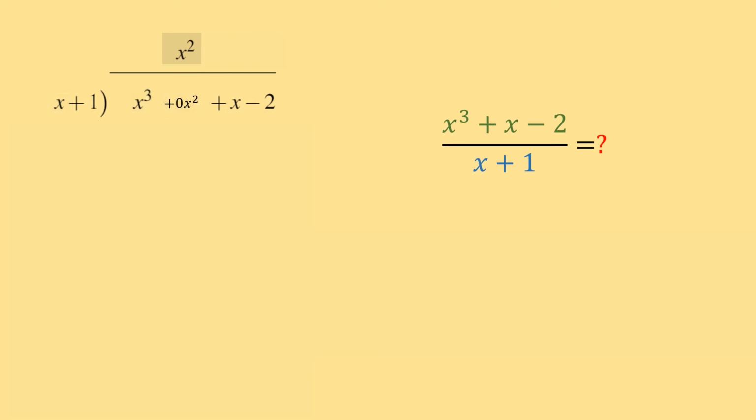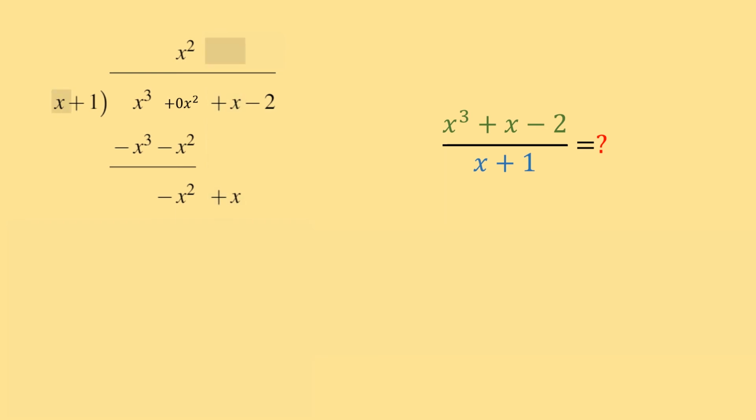I then take the x squared I got up top and multiply it by my divisor. So I get x squared times x, which will be x to the third power. x squared times 1, which will be positive x squared. I flip the signs, and then I add vertically. So I get 0 minus x squared down here. Now I repeat that process again. I bring down my next highest power in my dividend. I'll bring down x, and I repeat the process.